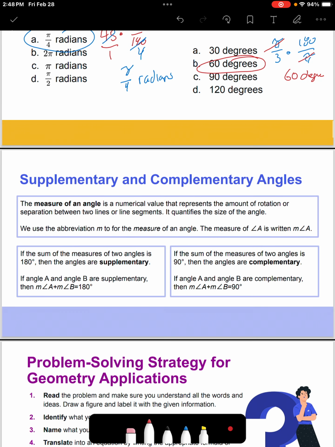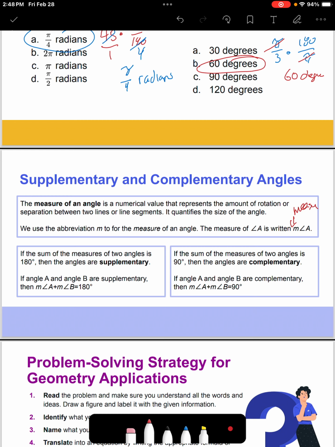Okay, supplementary and complementary angles. The measure of an angle is a numerical value that represents the amount of rotation or separation between 2 lines or line segments. It quantifies the size of the angle. We use the abbreviation m for the measure of the angle. The measure of angle A is written m angle A. That little m right there means measure.